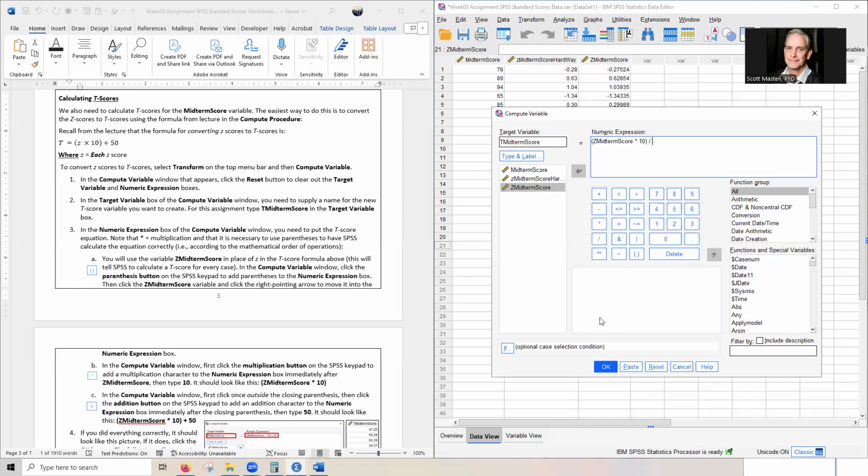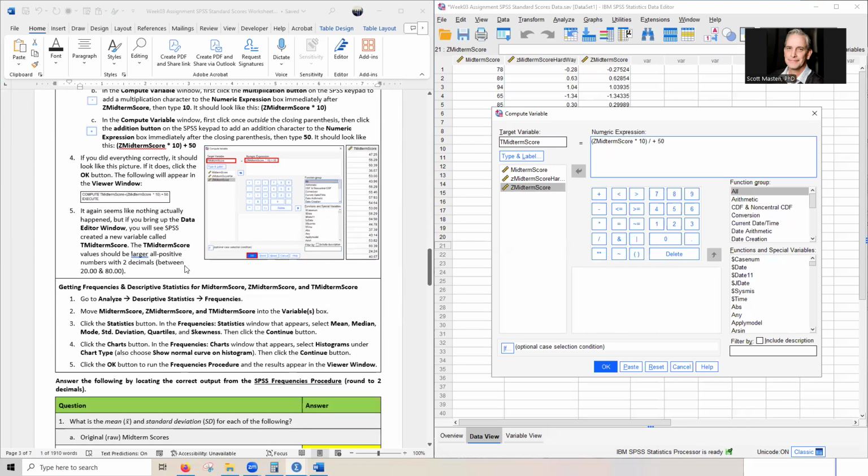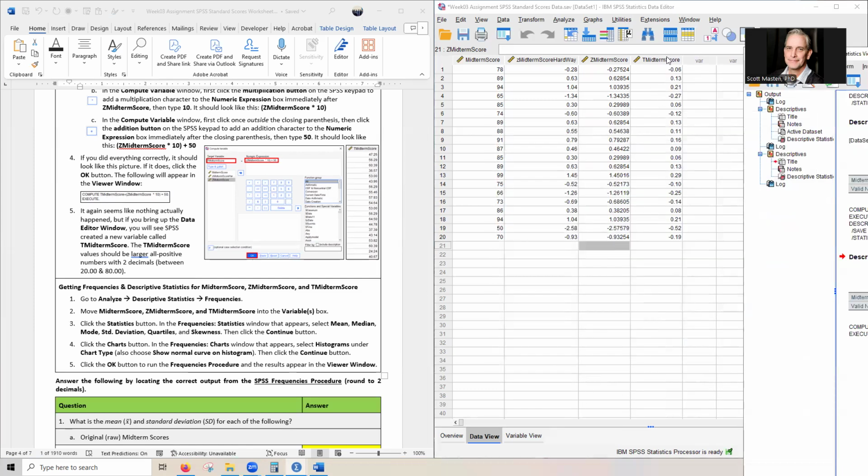Oh, excuse me. We add 50, according to the formula right here: each z-score times 10 plus 50 will give us a t-score. So when I click OK, let's make sure it looks like this. That's super tiny, but it pretty much looks like it. So I'll click OK. Now we've got t-scores in there.